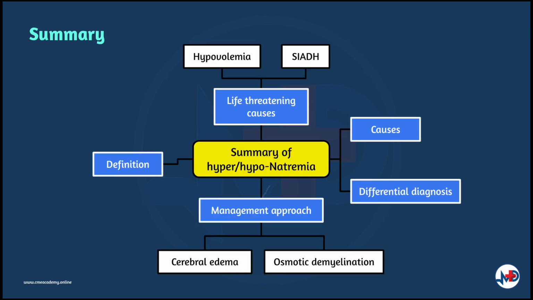In summary, hypernatremia can be defined as serum sodium level of more than 145 millimoles per liter, while hyponatremia can be defined as serum sodium level less than 135 millimoles per liter. Hyper and hyponatremia are extremely dangerous and could be life-threatening. For hypernatremia, the life-threatening cause is hypovolemia, while for hyponatremia, it will be SIADH.